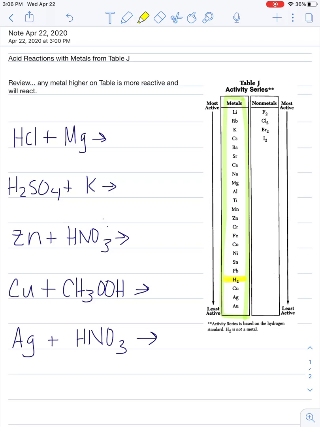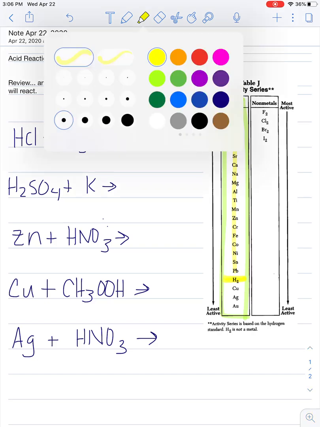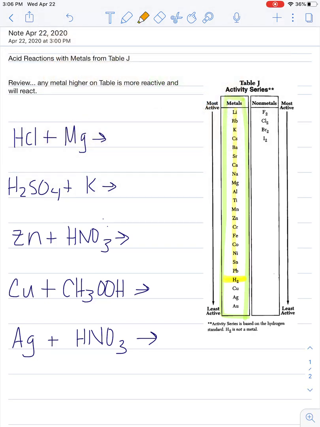So any metal that is above H2 on this reference table, all of these guys will react with an acid. Sorry, they are more reactive than an acid. Anything below H2 will not react with an acid. So I just put together a couple of equations here just to show you. We've done this similarly, remember, because these are what type of reactions? Single replacement. So what we're looking at is the hydrogen being replaced by the metal.